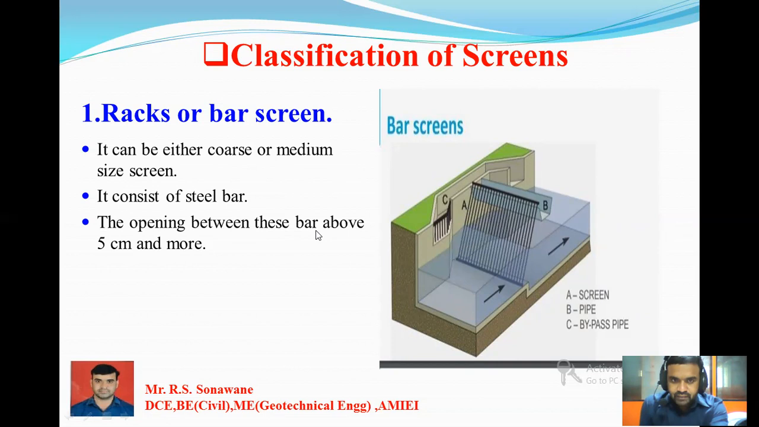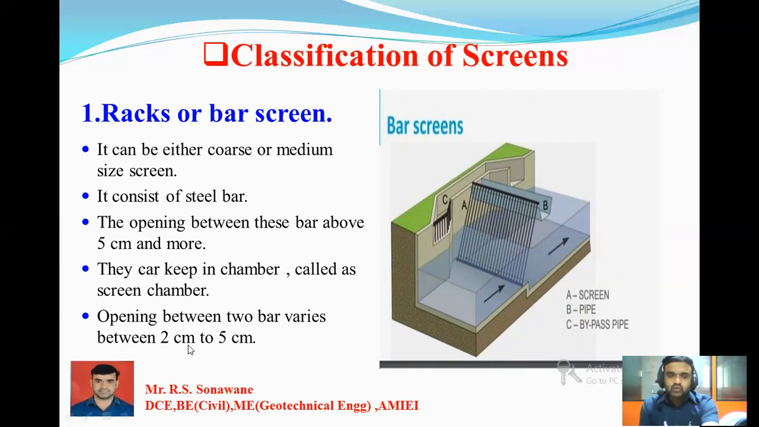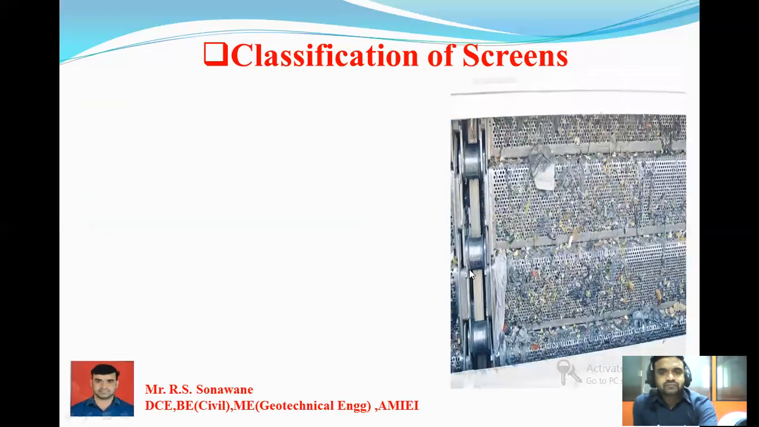The opening between the bars is above 5 centimeter and more, and they are kept in the chamber called a screen chamber. For the medium screen, the opening between two bars varies between 2 centimeter to 5 centimeter.